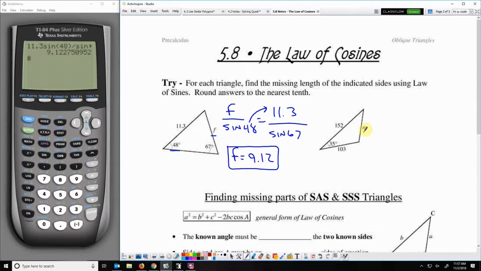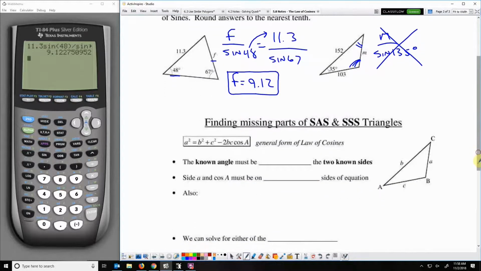Now for this next one, I've got m over sine 135, and then I've got 103, but I don't have its opposite angle. I've got 152, and I don't have its opposite angle. So this one, I actually can't do with law of sines. So I'm not going to be able to solve this one using law of sines. So this is a case where the law of cosines might come in handy.